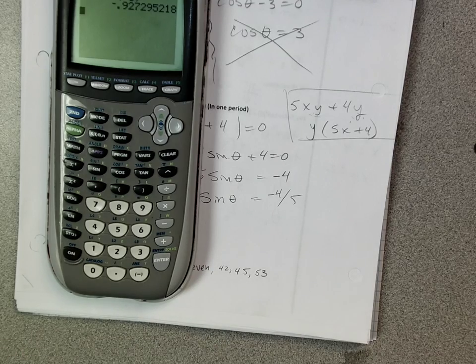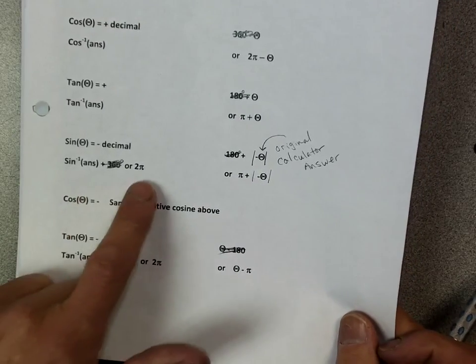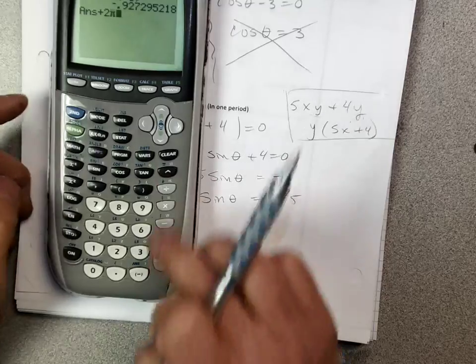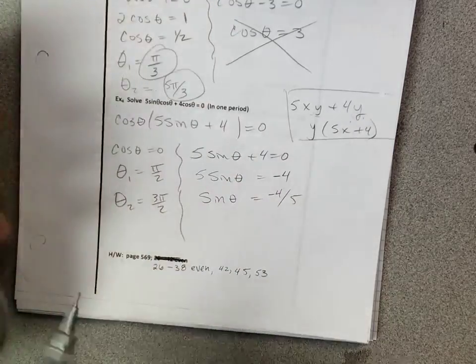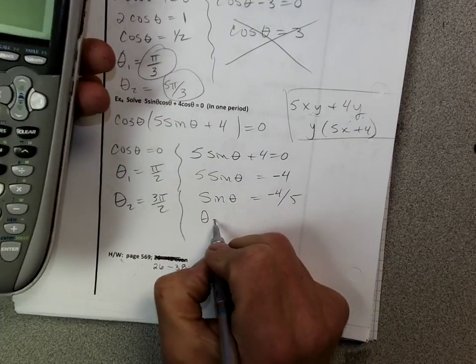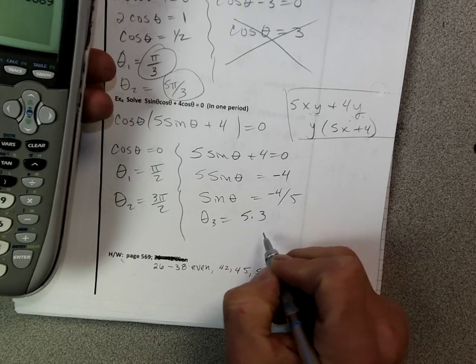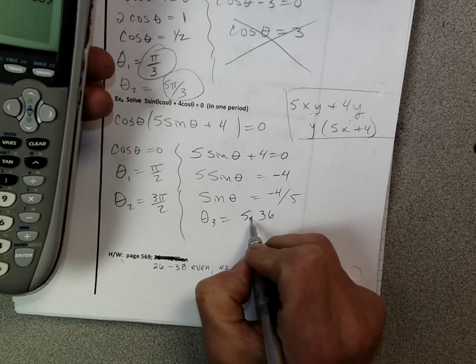So my reference angle says take that answer and add 2 pi to it, okay? So I'm going to go plus 2 pi. So I get an answer for my next angle, let's call it theta 3, what the heck, of about 5.36, I guess, or I round it up, okay?